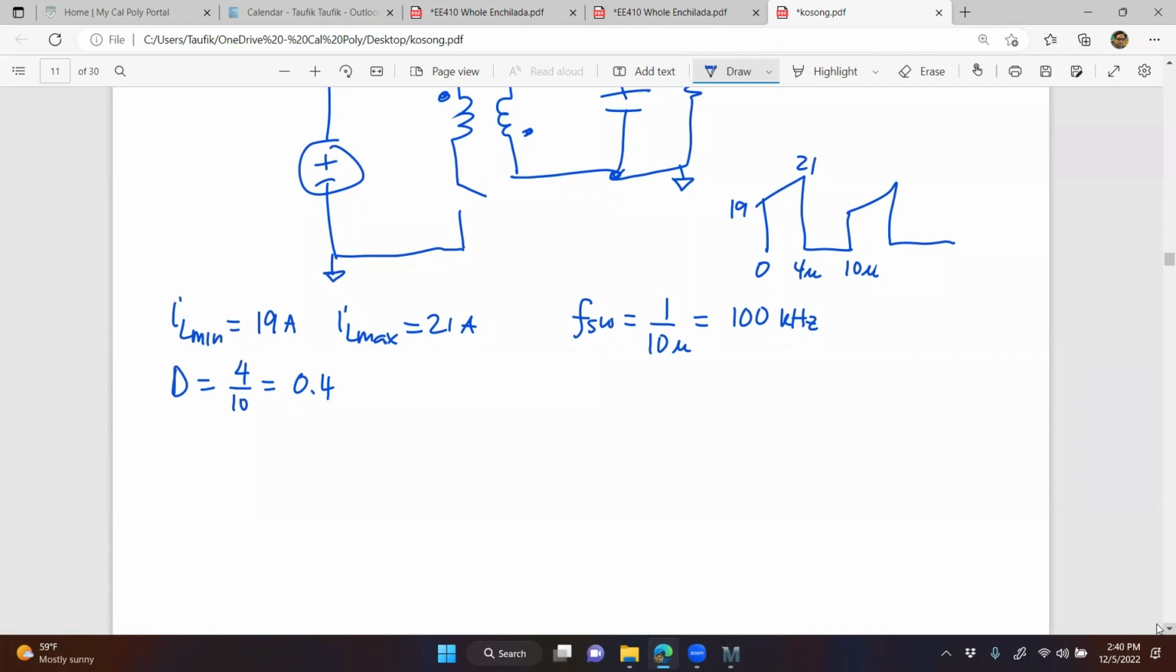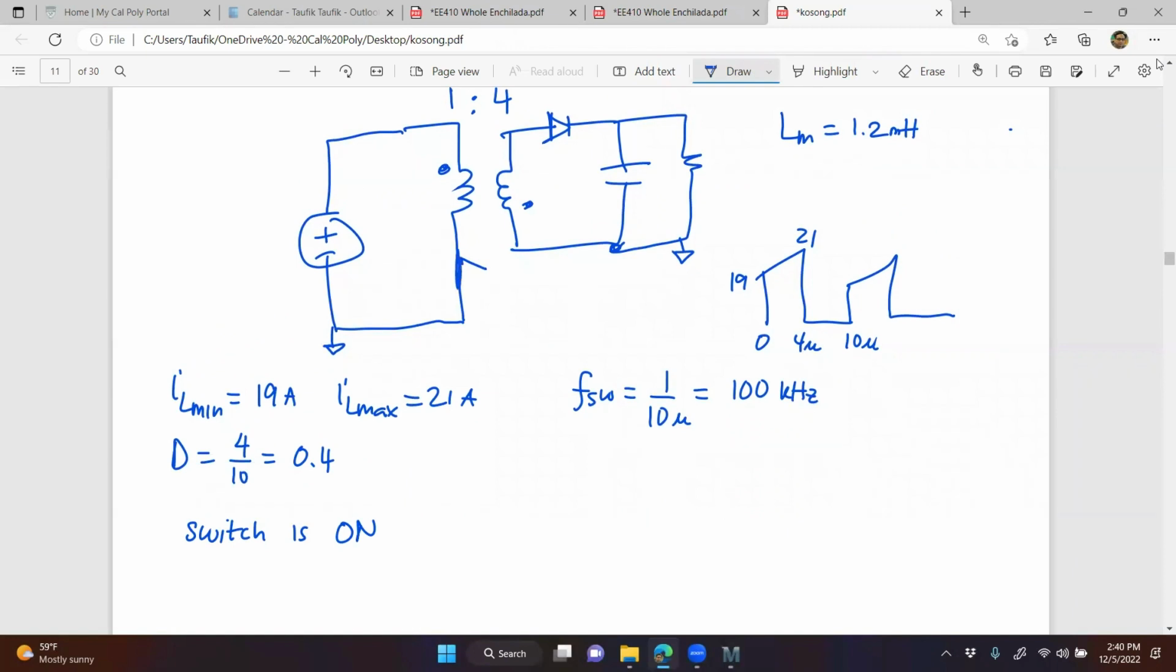Input voltage. Okay. So input voltage, we should be able to get it from the slope, right? When the switch is on, we are charging this inductor, right here, with V in over LM slope. What is the voltage across that inductor VLM? It's V in, isn't it? Yeah. VL, which is equal to V in, is equal to LM delta IL over delta T.